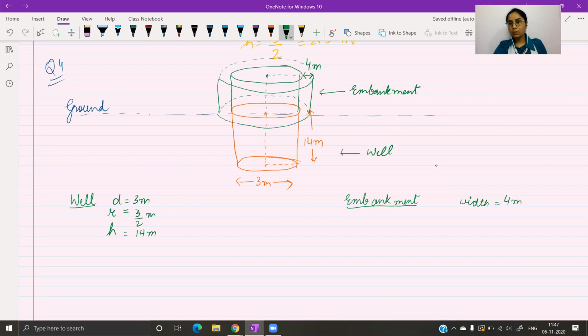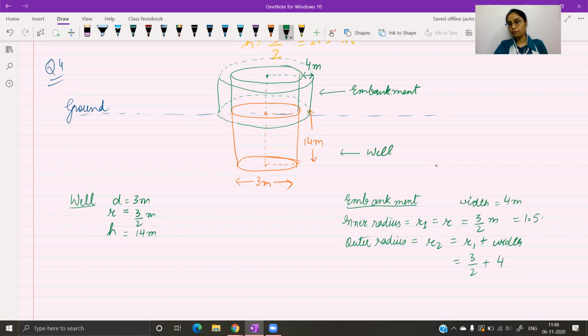So for the embankment, the inner radius will be the same as that of the well. So this will be 3 by 2 meters, as you can see. And then the outer radius, I'm taking it as R2. This will be the inner radius plus the width of the embankment. So this will be 3 by 2 plus 4. This is 1.5 meters, and this is 11 by 2, 5.5 meters.